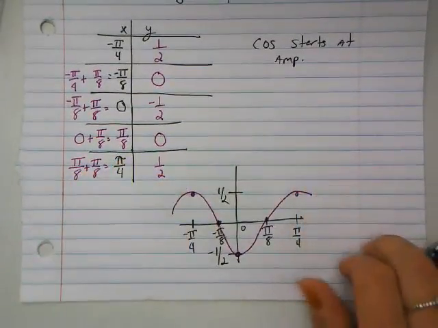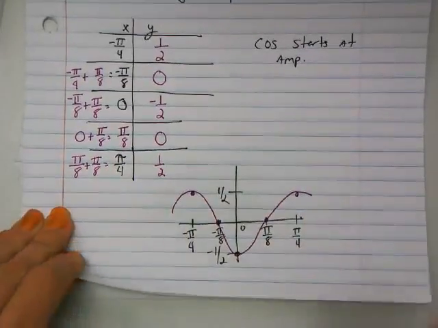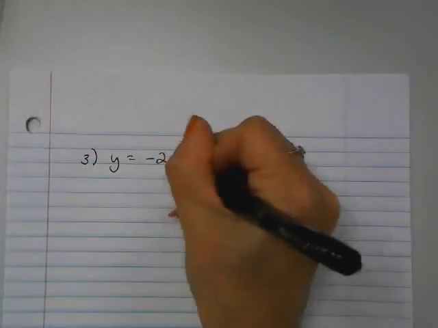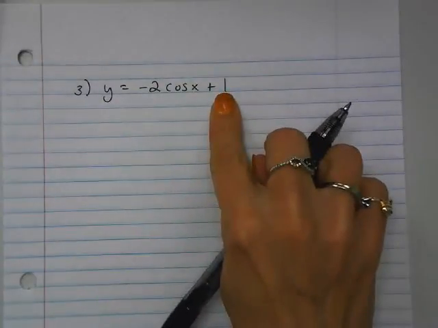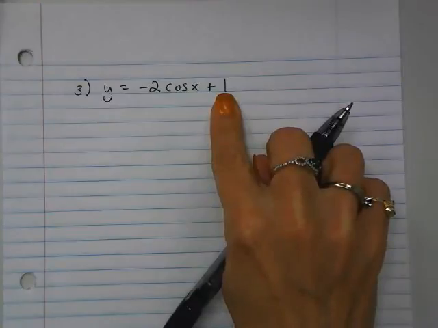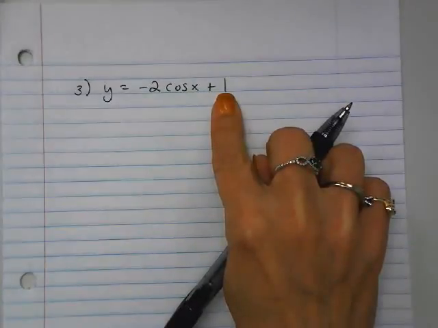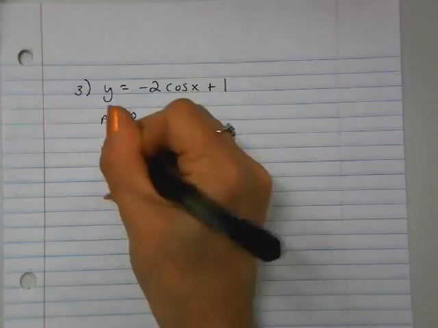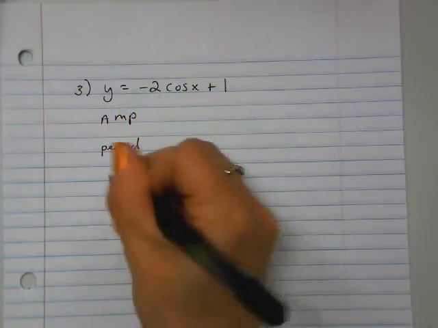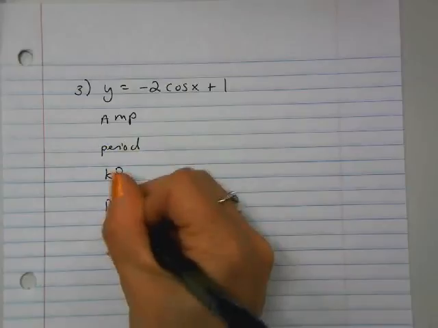Okay? Alright, so we've done 2 phase shifts. I'd like to end with a vertical shift. So how do I know that this has a vertical shift? I'm hoping you said because there was a +1 tagging along, which means that it's going to shift up 1. Alright, let's go through and define everything. I need an amplitude, a period, key point, phase shift, vertical shift.